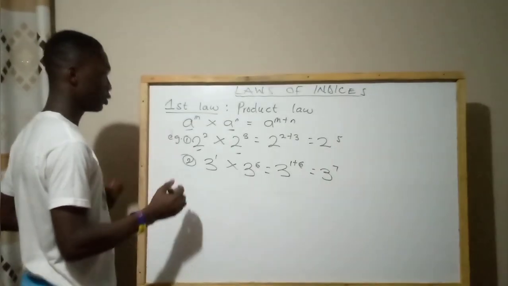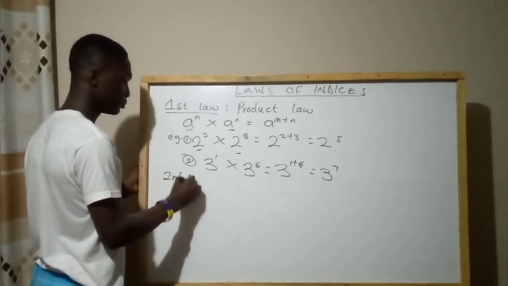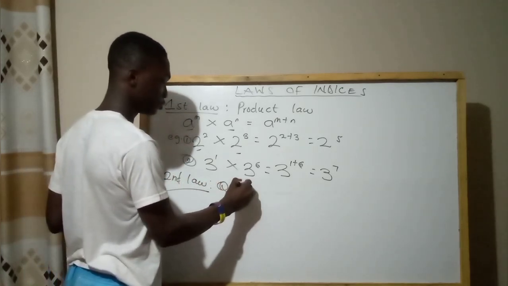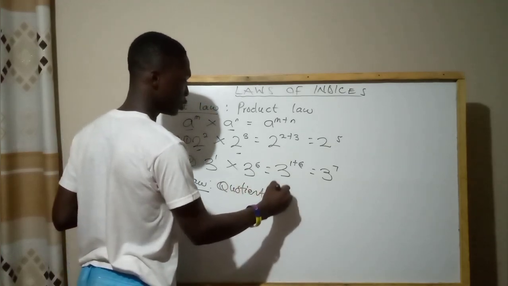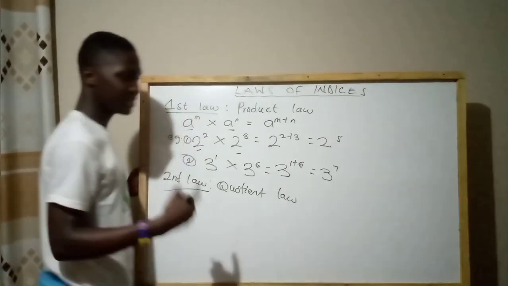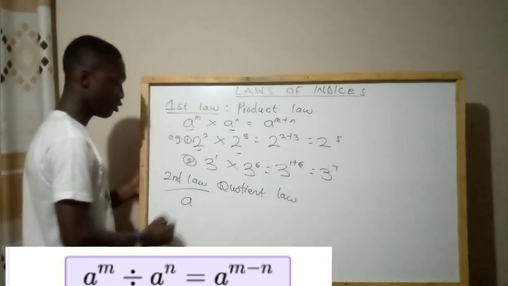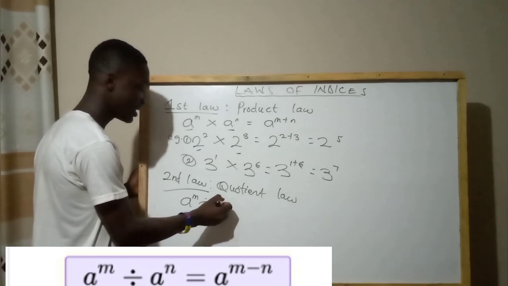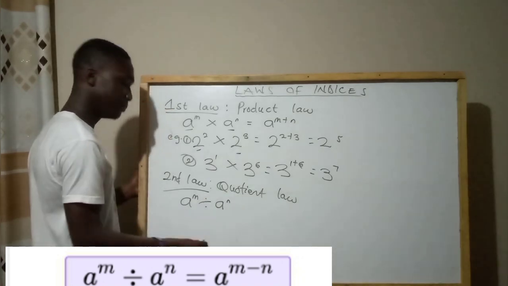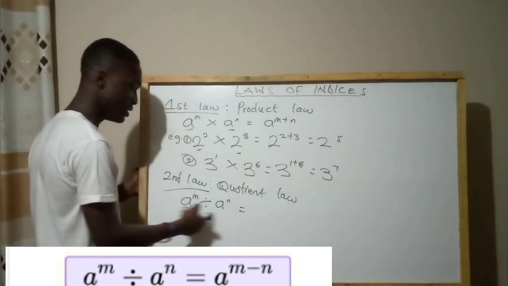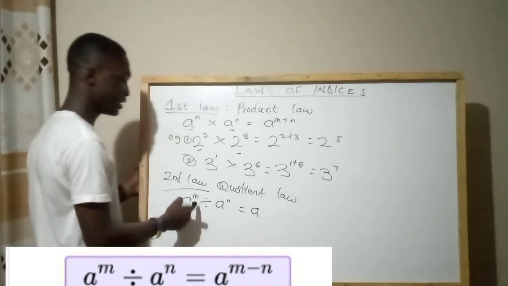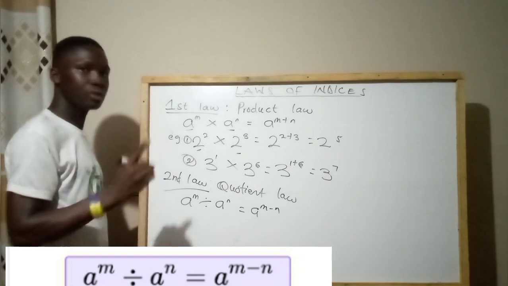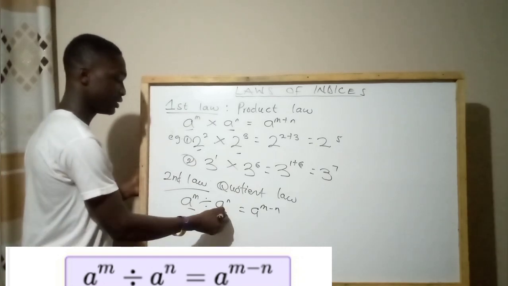Now let's move on to the second law. The second law is known as the quotient law. This one states that any given base raised to a power, dividing that same base raised to a given power. Here you have to take one of the bases and then subtract their exponents, so you get m minus n. Here too, the bases must be the same.